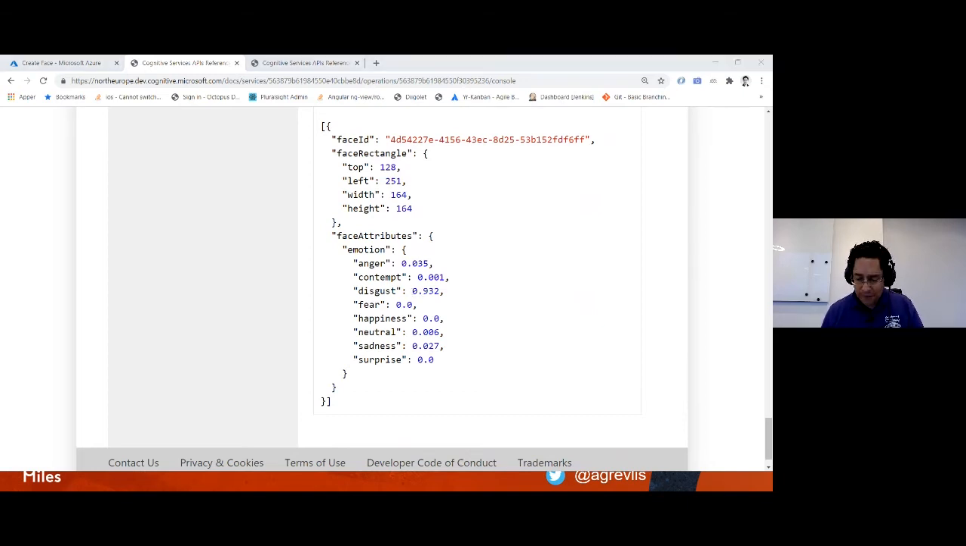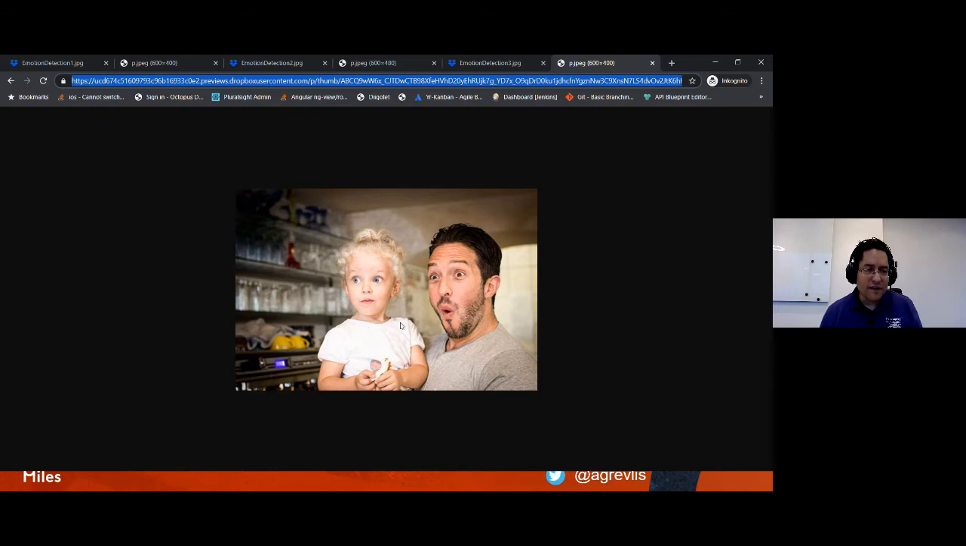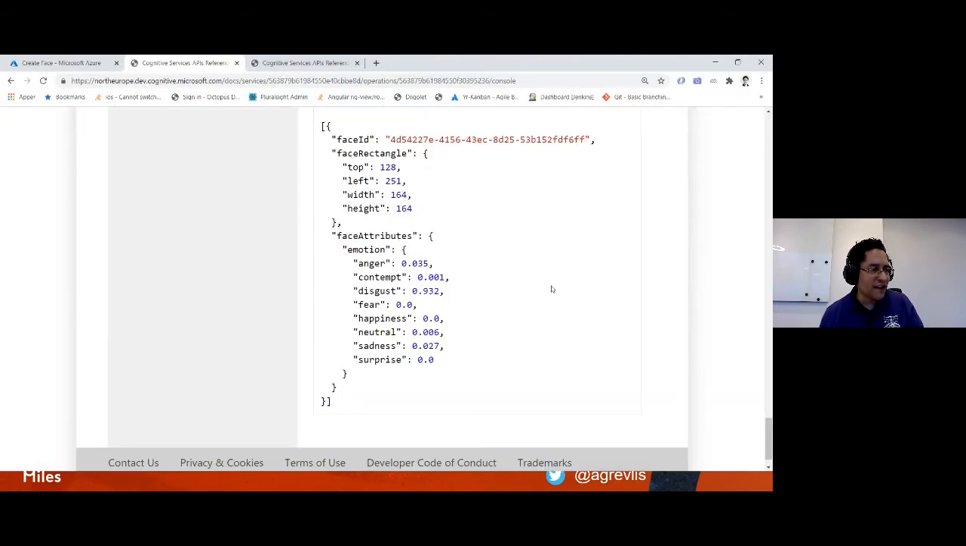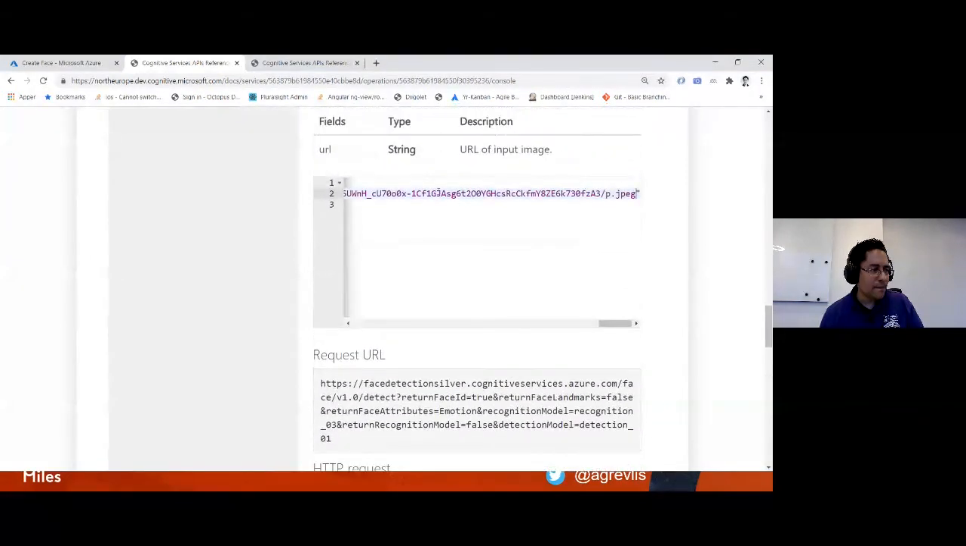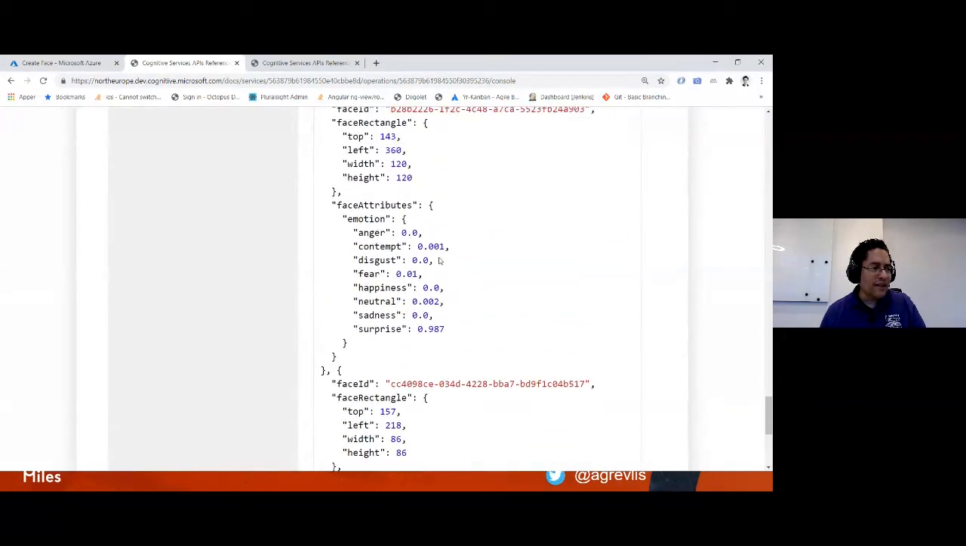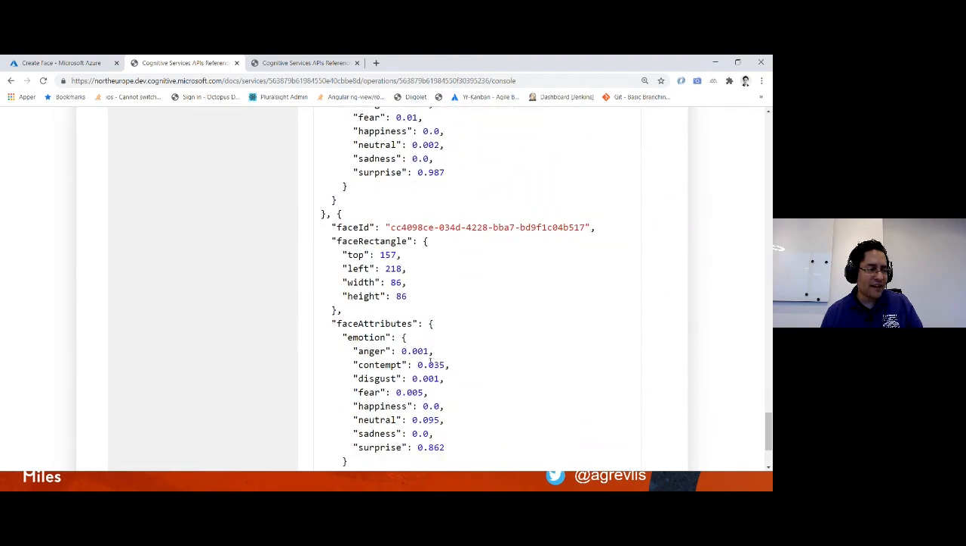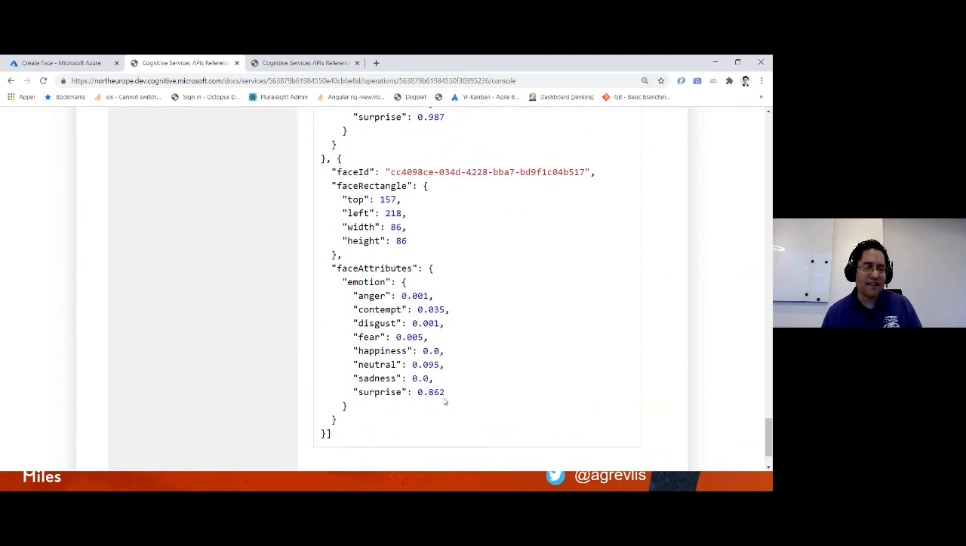But maybe there are multiple people inside the picture. So how does our algorithm handle that? We have another example over here. Let's provide this to the face API, and then we can see that now we get two face rectangles, each with its own face ID. The first one is surprised by 19.7%, and the second one is surprised with 86.2%.